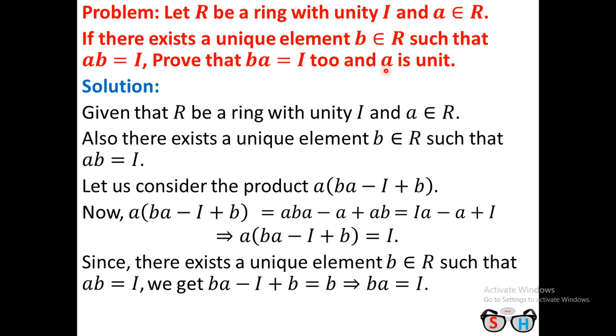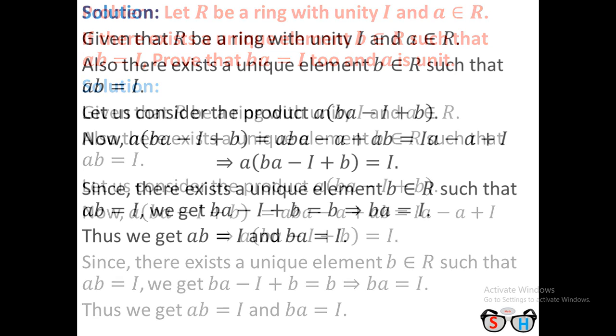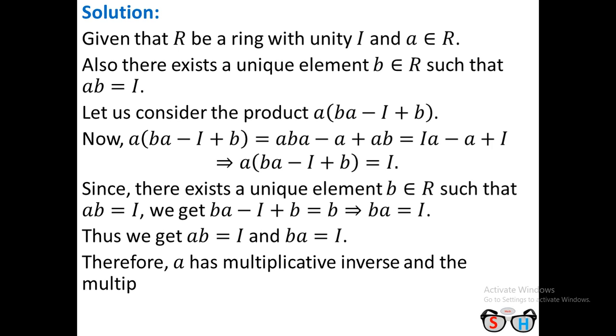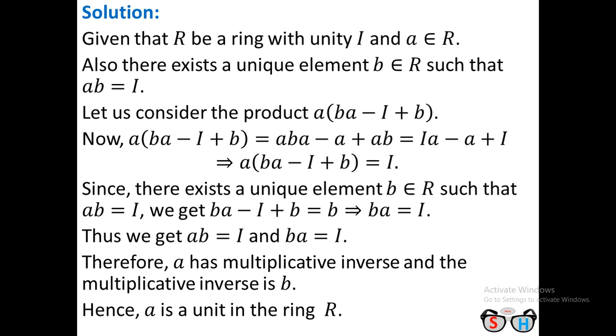Now we have to prove that A is a unit. This is obvious because AB equal to I is given and we proved BA equal to I. So A has a multiplicative inverse and therefore A will be a unit. Thus we get AB equal to I, BA equal to I. From that result we can conclude that A has a multiplicative inverse, that is, A is a unit. I hope that you understand this problem.